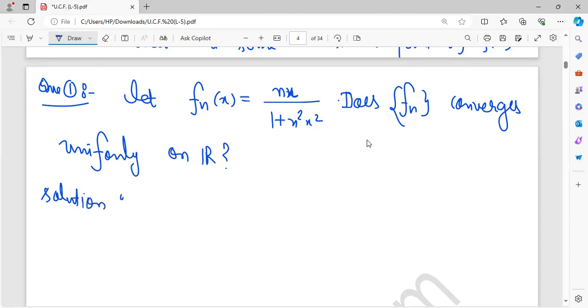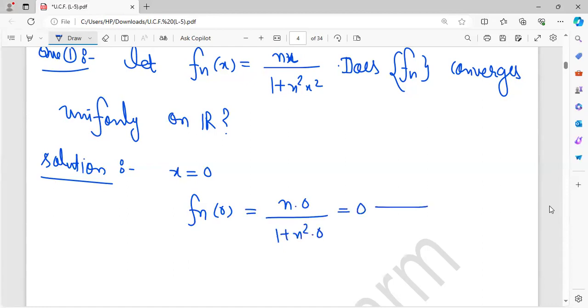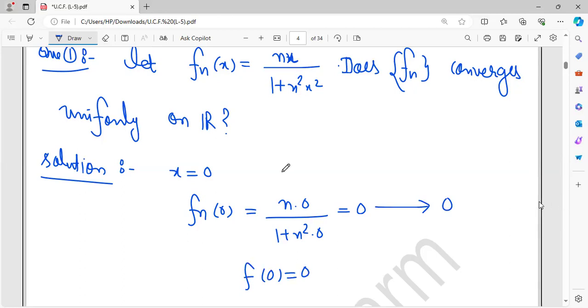Now first see its pointwise limit. What is the pointwise limit? We have already solved such examples also. So if x is 0, then what can you say? fn(0) is 0, because 1 plus n square into 0 is 0. So f(0) is 0, because the pointwise limit f at 0 is 0.